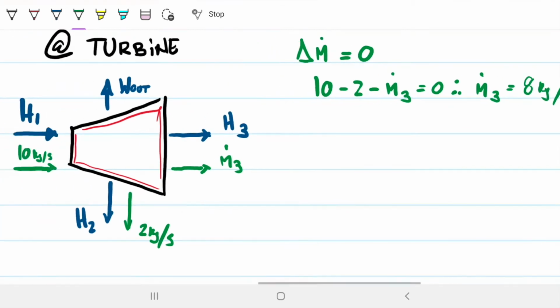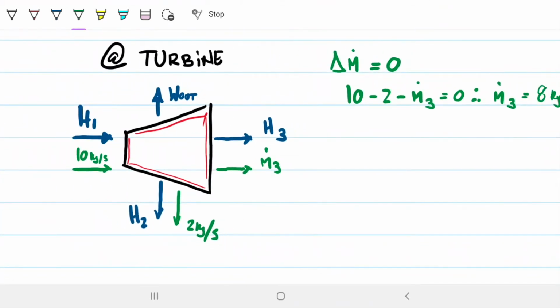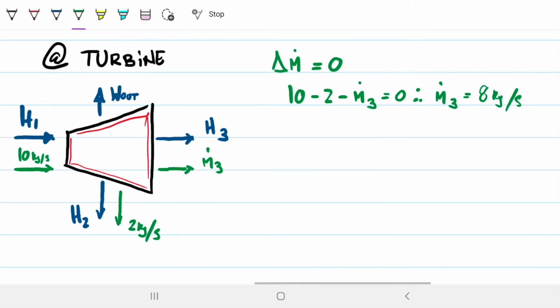So because there's 10 going in and we only know about the 2 coming out, then the other 8 have to be going out on the main discharge just there.